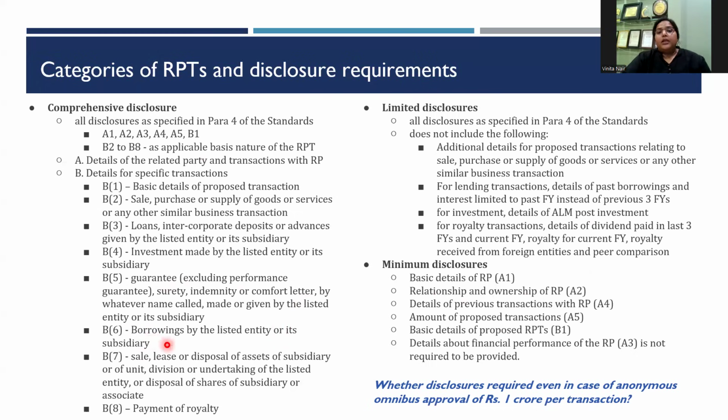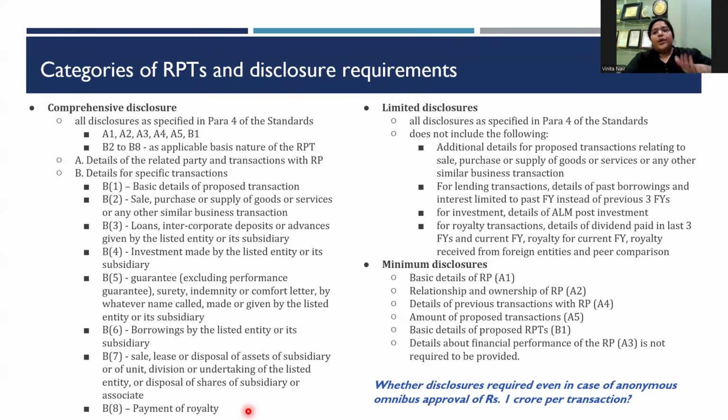Then B6 is particularly if there are borrowing related RPTs which are being taken for approval. B7 is specifically for the sale or disposal of asset or undertaking. B8 talks about payment of royalty. This is again very important because we recollect that there was a report which was rolled out by SEBI dealing with the payments of royalty. And here the intent is not to give detailed disclosures for those transactions where the listed entity is the brand owner, the Indian listed entity being the brand owner and receiving royalty from the subsidiaries. That is not what is getting covered here.